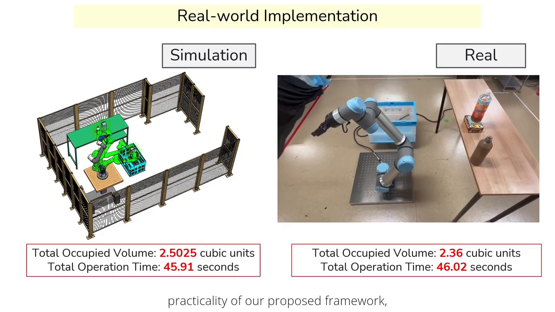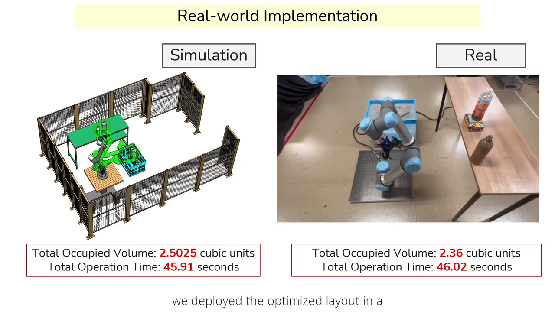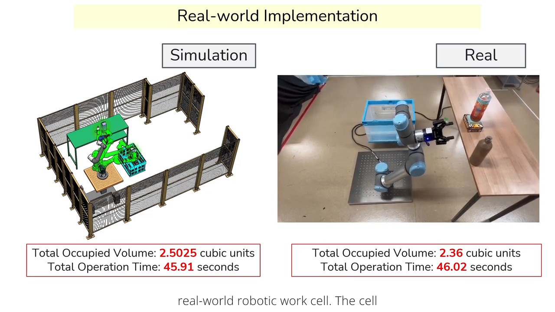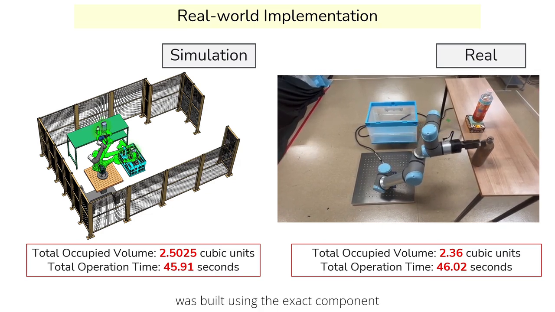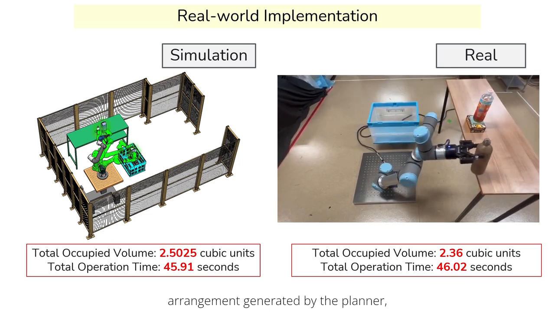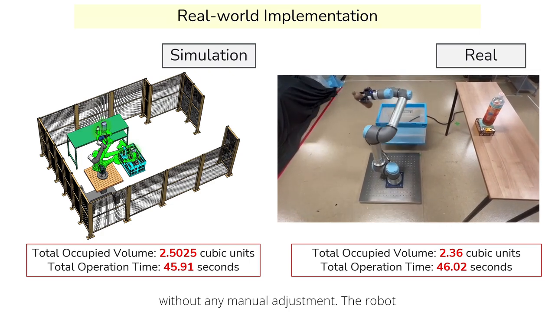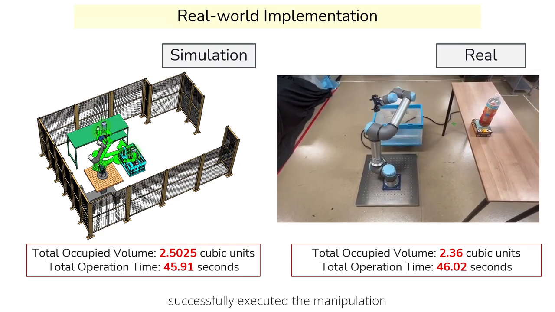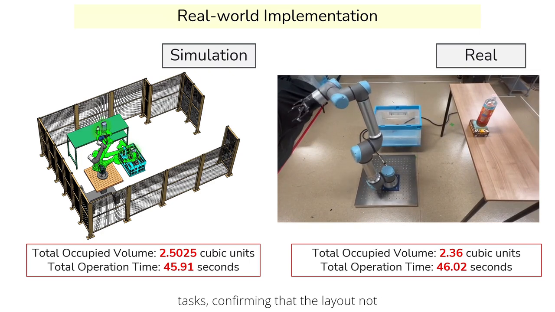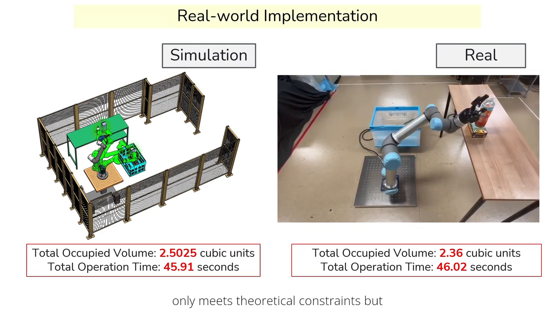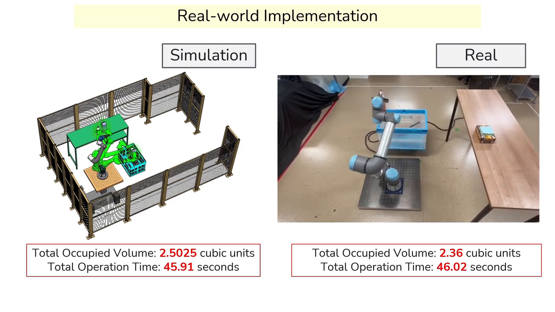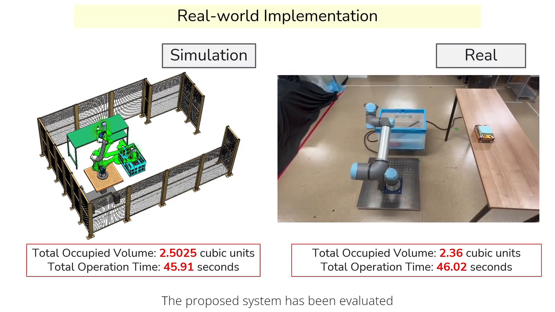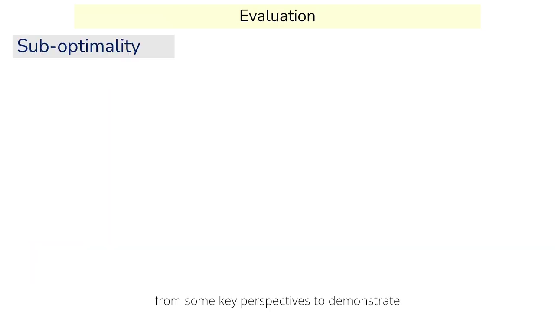To validate the practicality of our proposed framework, we deployed the optimized layout in a real-world robotic work cell. The cell was built using the exact component arrangement generated by the planner, without any manual adjustment. The robot successfully executed the manipulation tasks, confirming that the layout not only meets theoretical constraints but also performs reliably under real conditions. The proposed system has been evaluated from some key perspectives to demonstrate the effectiveness of the algorithm.